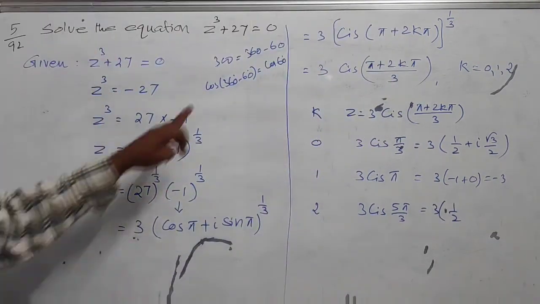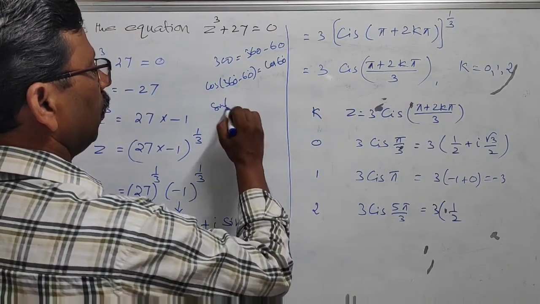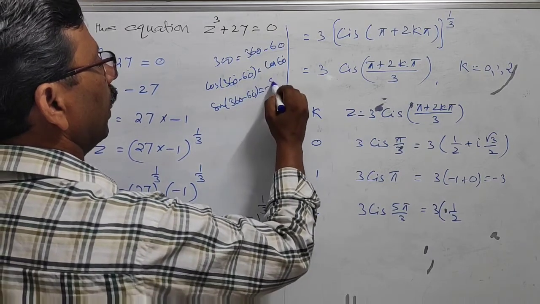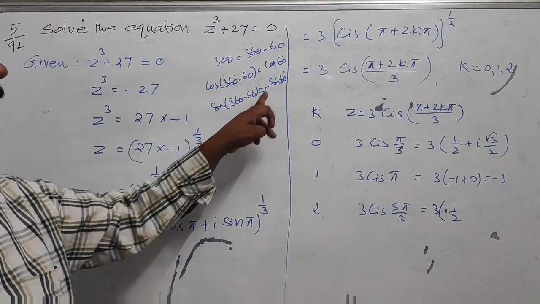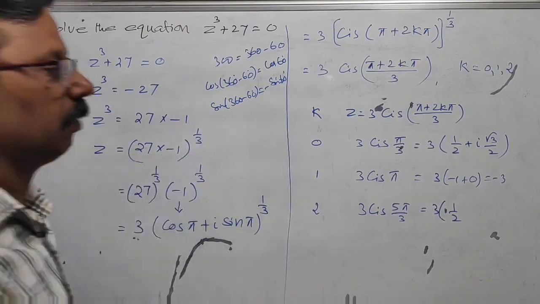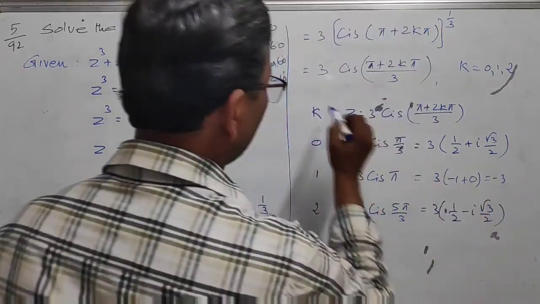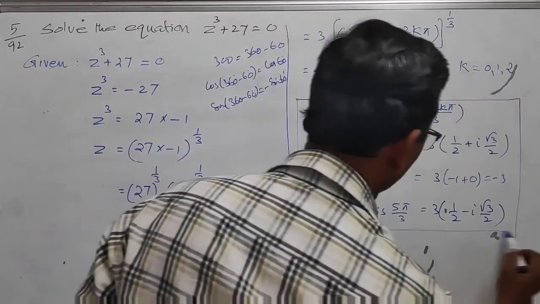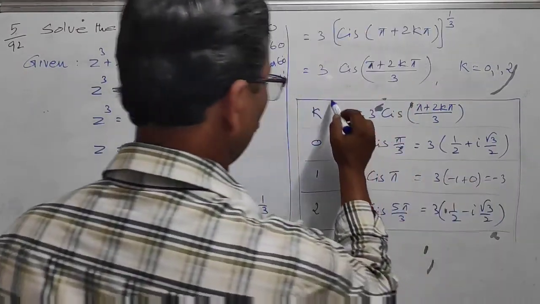Then next you have to find sin. Sin of 360 minus 60 is equal to minus sin 60. Why? Because it lies in the fourth quadrant, where sin will be negative. Minus sin 60 means minus i root 3 by 2. Likewise, we can find all three values for this equation z cube plus 27.